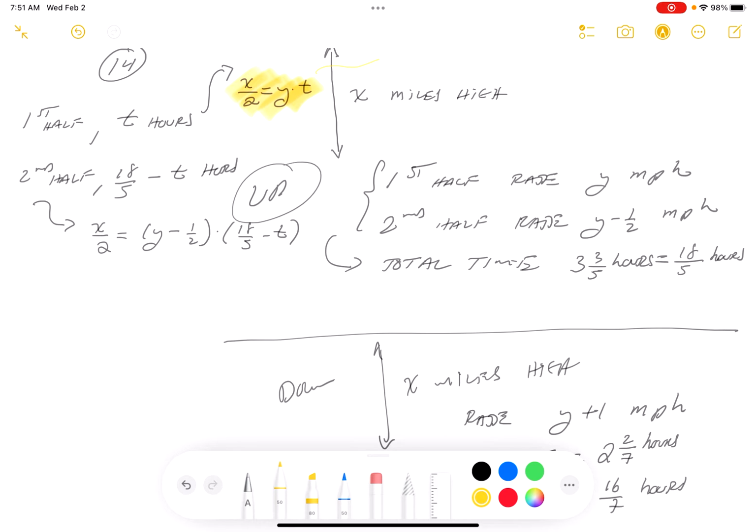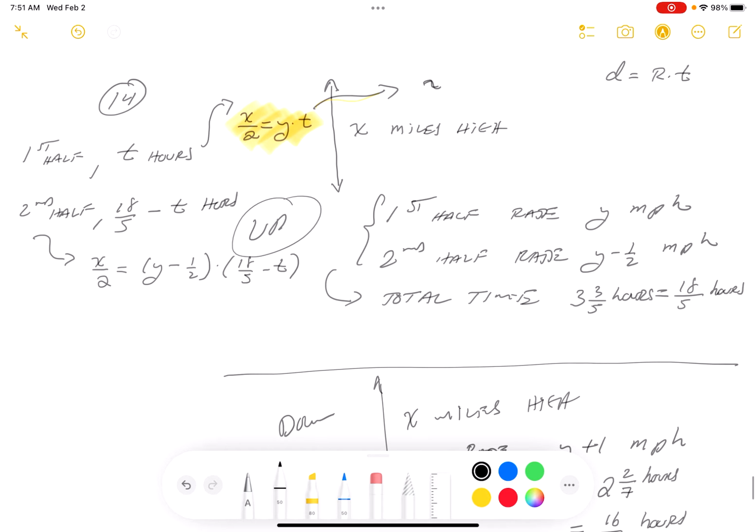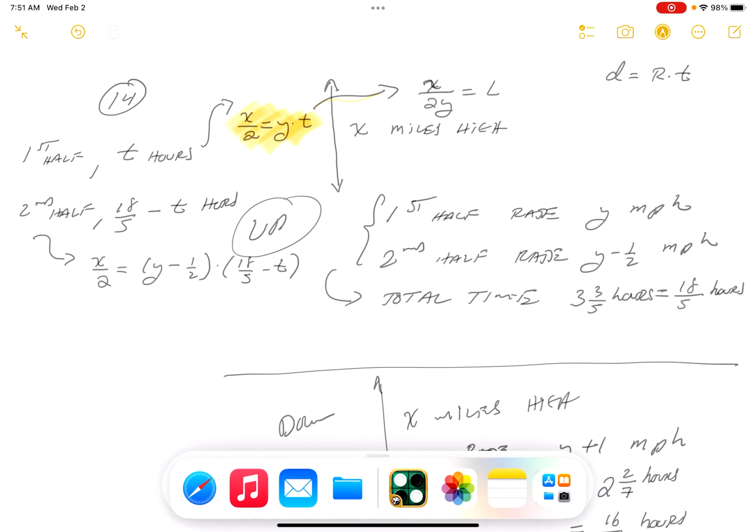So over here, whoops, it's got black ink. Over here, it would be, let's see, x over 2y is equal to t. All right, so at least I know what t is. I can sort of get rid of that now. And I'm going to plug that over here.